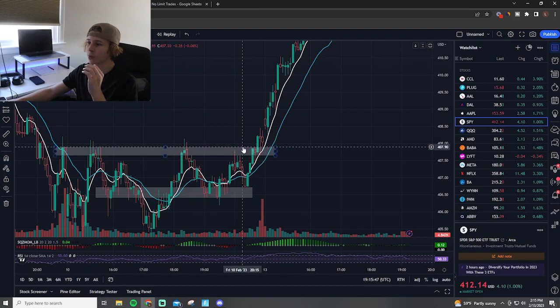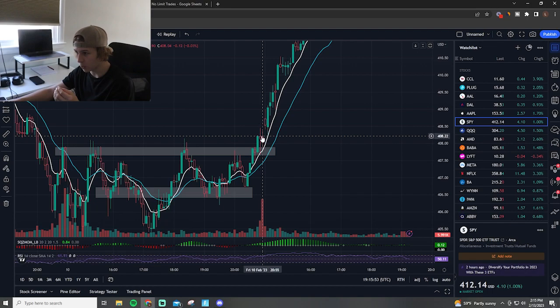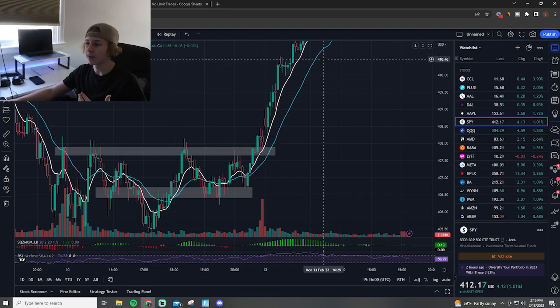Now, as you can see, we had a pullback, which came back to this neckline, of course, a very perfect pullback, and this would have been a solid entry for calls and would have made you a lot of money. Now, you need to understand when to exit. For me, I like to trade with multiple contracts, so my exiting strategy is pretty simple.